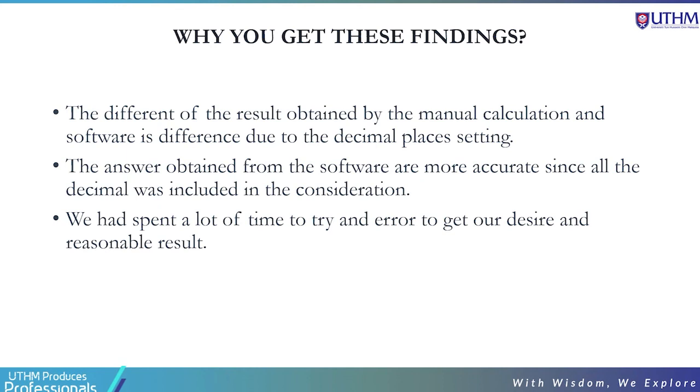Next, why you get this finding? The difference between the result obtained by the manual calculation and the software is due to the decimal places setting. Our calculator has a limitation where it is only able to show 9 digits of the answer. In fact, the answer obtained from the software is more accurate since many more decimal places were included in the consideration. Furthermore, we spent a lot of time on trial and error to get all the desired reasonable results. We also had a few meetings with our groupmates to discuss our output and solve our problems.